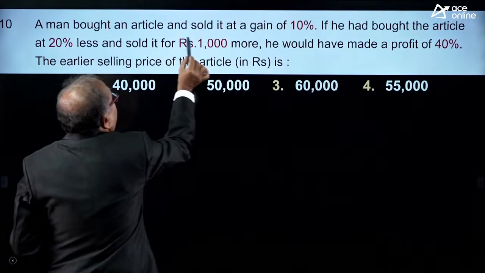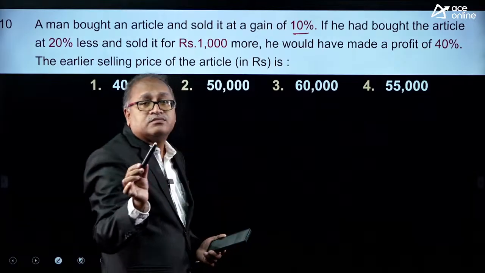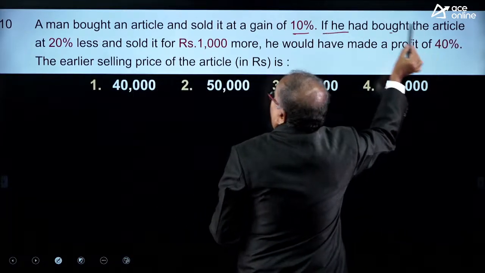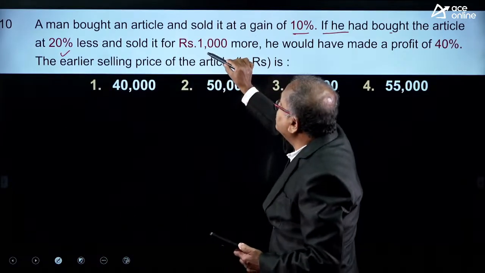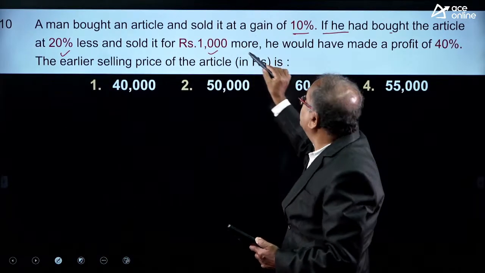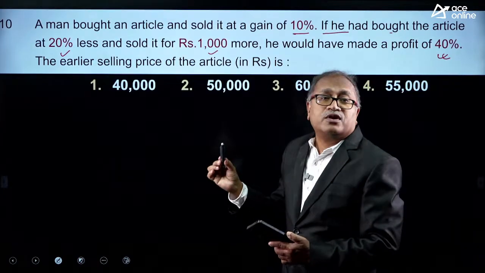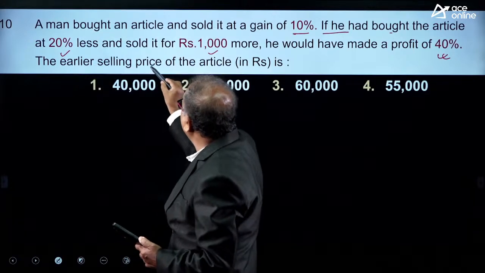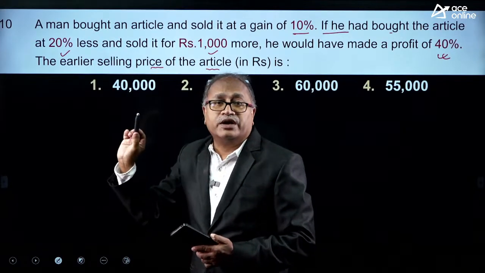Here is the question. A man bought an article and sold at a gain of 10%. 10% profit. If he had bought the article for 20% less and sold it for 1,000 rupees more, then he would have got a profit of 40%. So one condition is there. The earlier selling price of the article is?